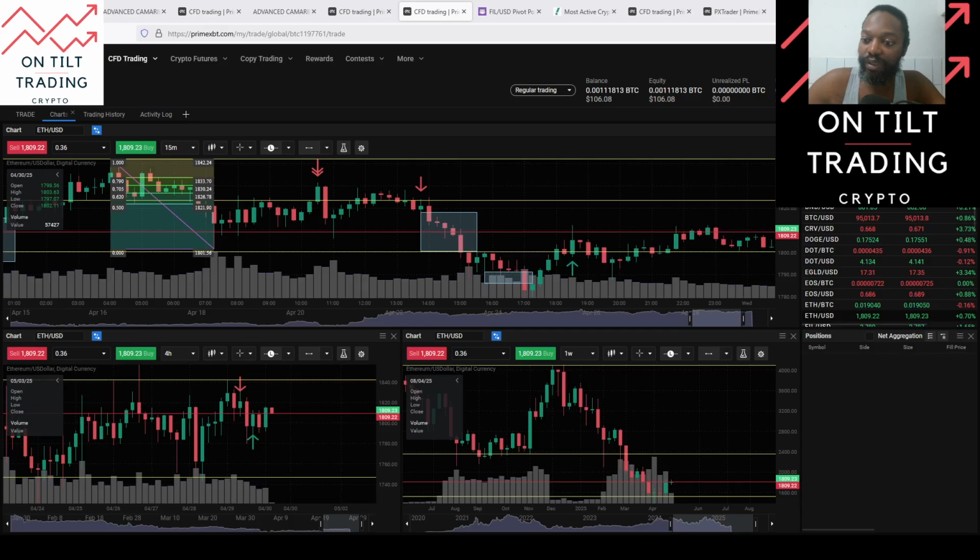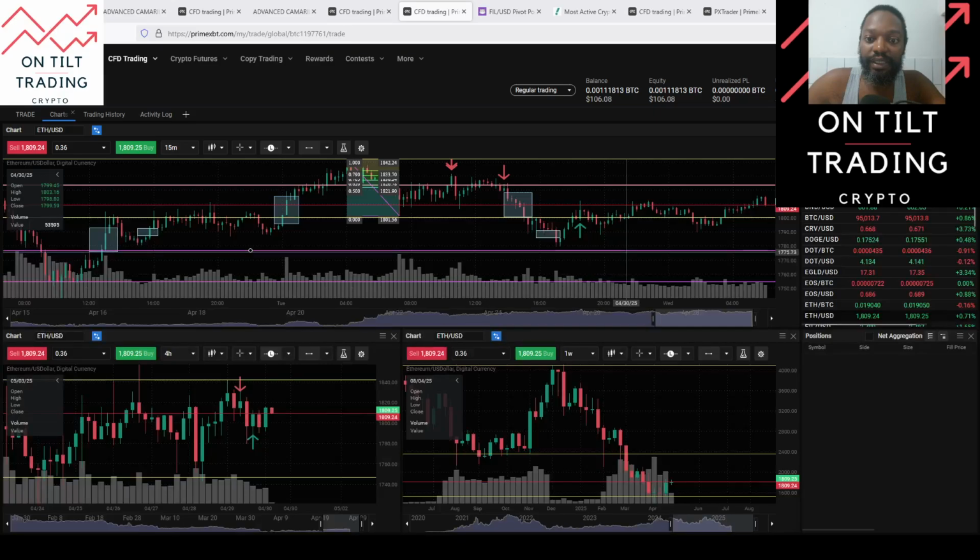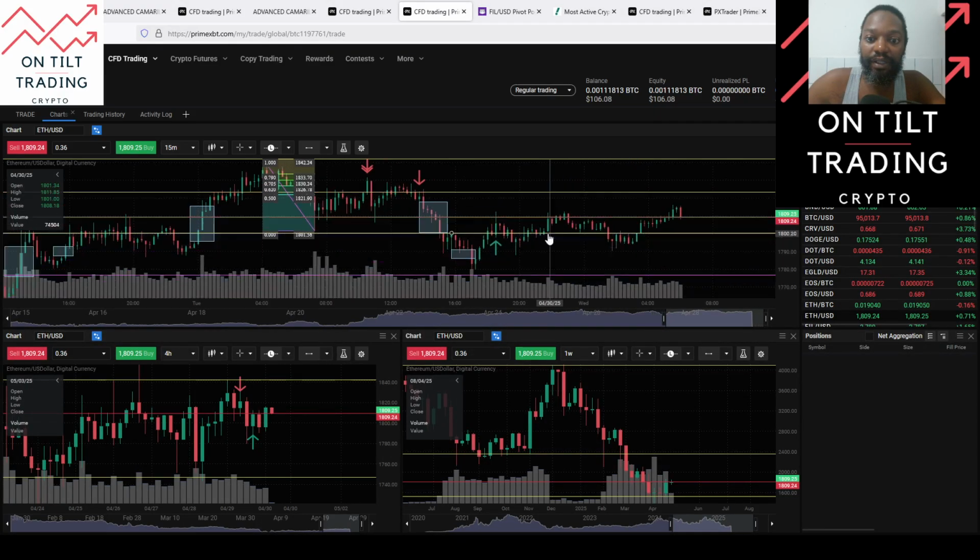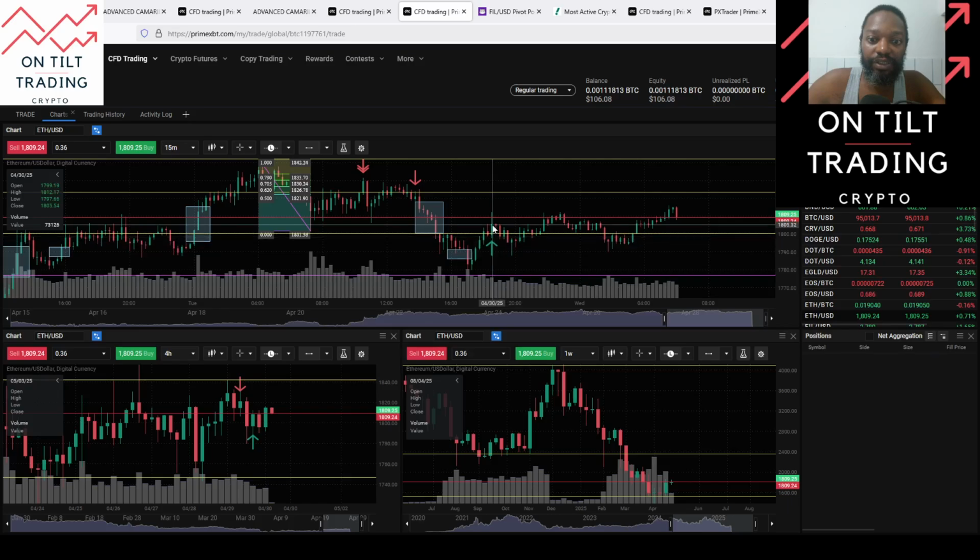And then if we zoom out, we can see that the target level was never reached, and then we just get pulled back, some consolidation, and now we get price action headed back to the long side. So this was my trade on Ethereum, and this is On Tilt Trading.